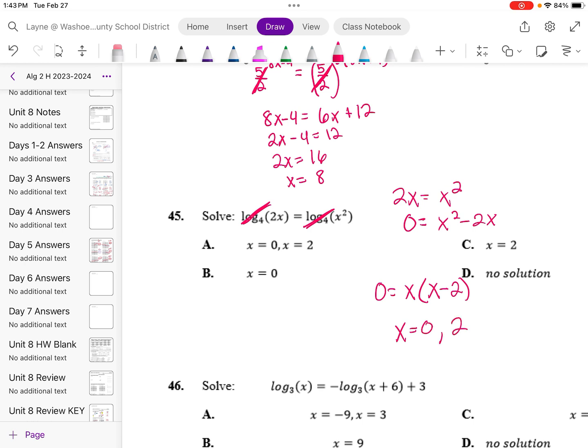But keep in mind, you can't take the log of 0. So it can't be this because you can't take the log of 0. It's just going to be 2. So our answer should be C. Remember, can't take the log of 0 or a negative. So if I were to plug 0 into this, that would end up being log of 0. That's why that answer doesn't work out.